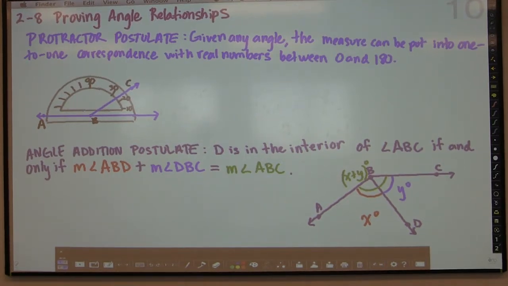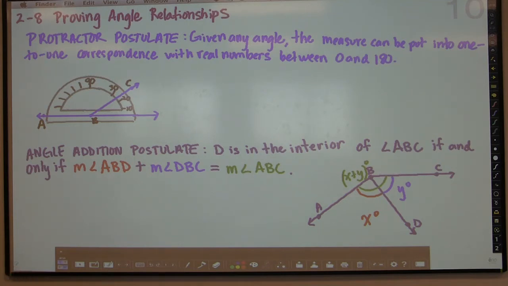Folks, we have made it to the end of the chapter. This is Geometry, Chapter 2, Section 8, Proving Angle Relationships. And up first we have a couple of postulates. Remember that postulates are basically things that we do not need to prove, things that we just take on faith, so to speak.